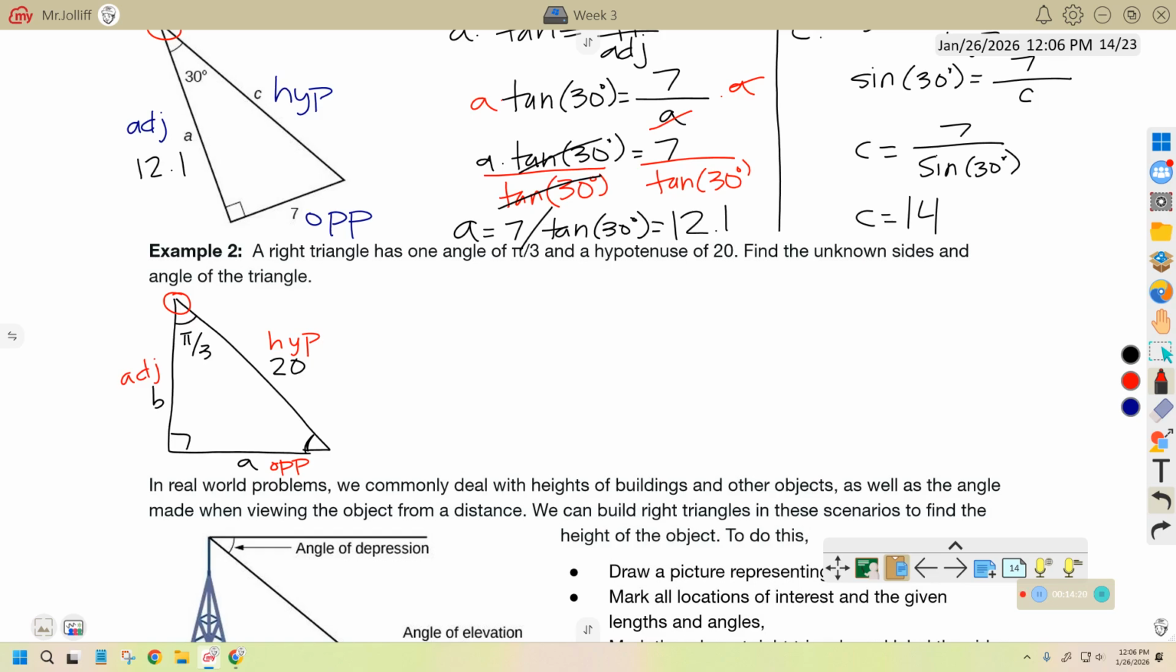Very good. We want to find the missing sides. Which missing side do we want to find first? A. I like that. I'm in favor of alphabetical order. A is my opposite side. I have the hypotenuse. So which trig function involves opposite and hypotenuse?